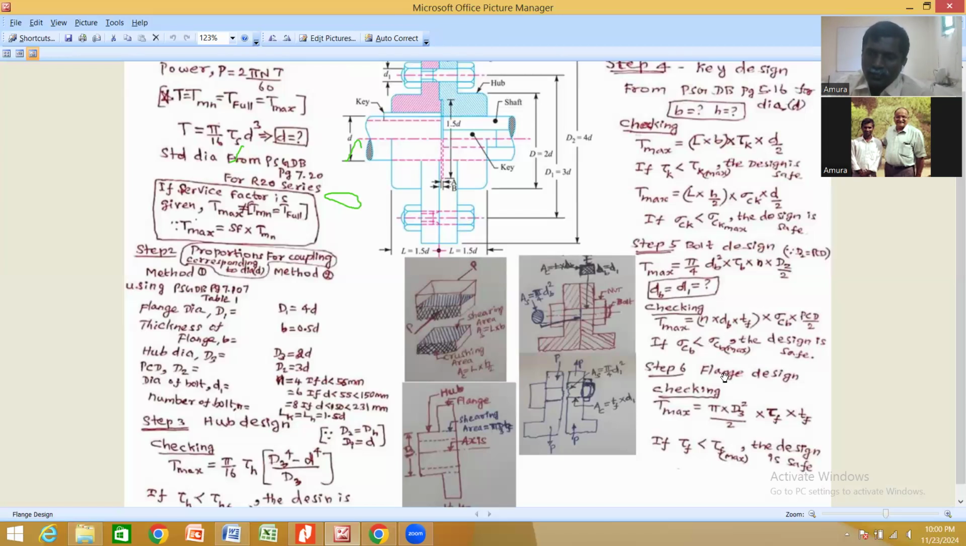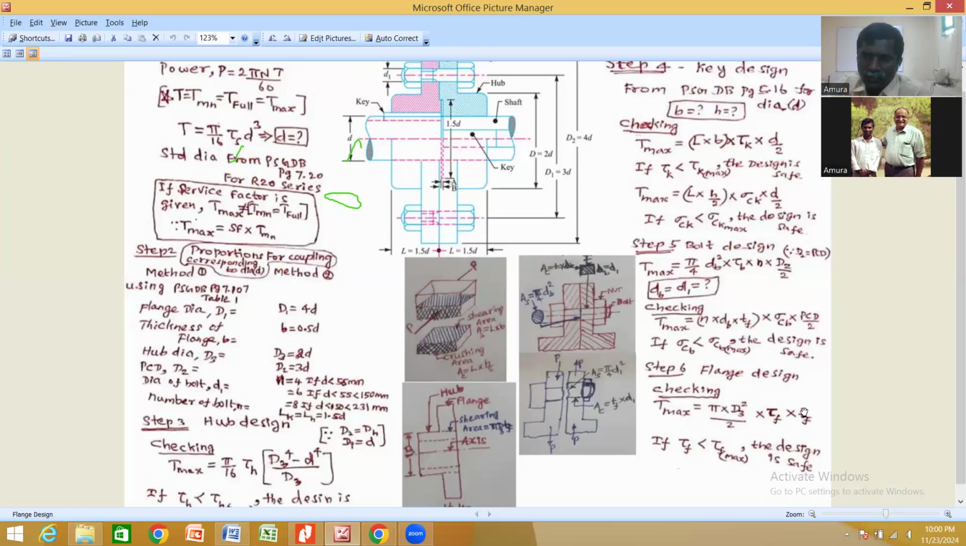Next, the flange design. For that, we have already found the flange dimensions, that is flange diameter and thickness of the flange. So both dimensions we have already found. So we have to confirm whether that dimension is going to withstand the particular stress. So here we are considering the shear stress checking. So T max equals pi into D3 squared by 2 into tau F into TF.